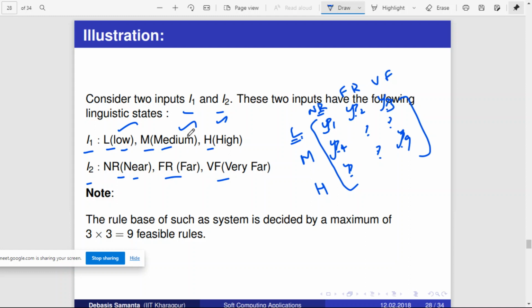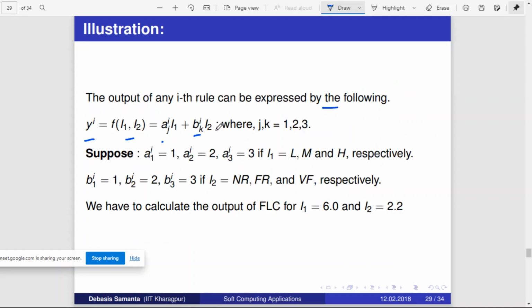Again, to this we will add some parameters. These parameters are Aj and Ak. So you can say it as Aj I1 plus Bk I2. Here I represents the ith rule, for the ith rule the ith output, right? Where J and K can take, so this is our assumption, this can be anything.